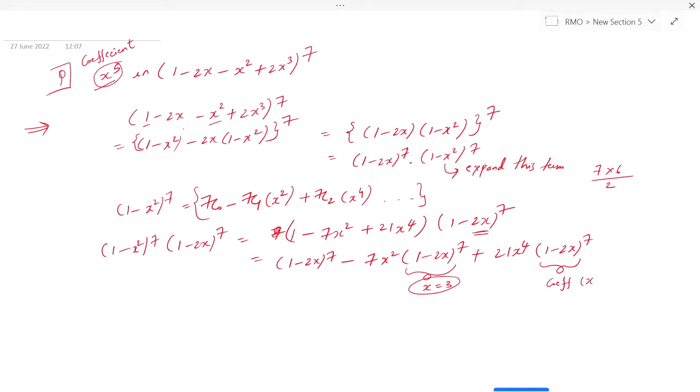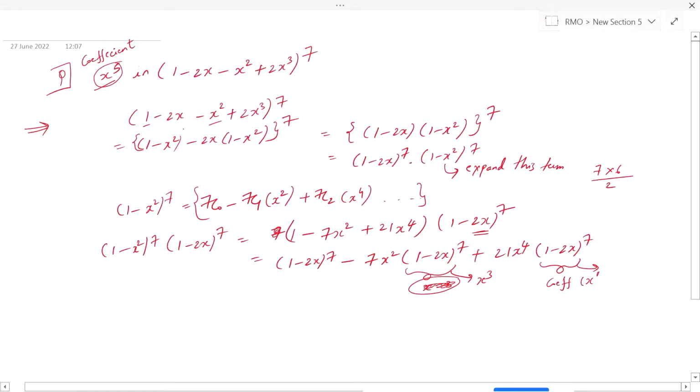In this case, the coefficient of x should be what? It should be the coefficient of x cube, into x square, which gives the coefficient of x raised to 5. And in the last case, it would be x raised to 1 into x raised to 4. In the first case, the coefficient should be x raised to 5.